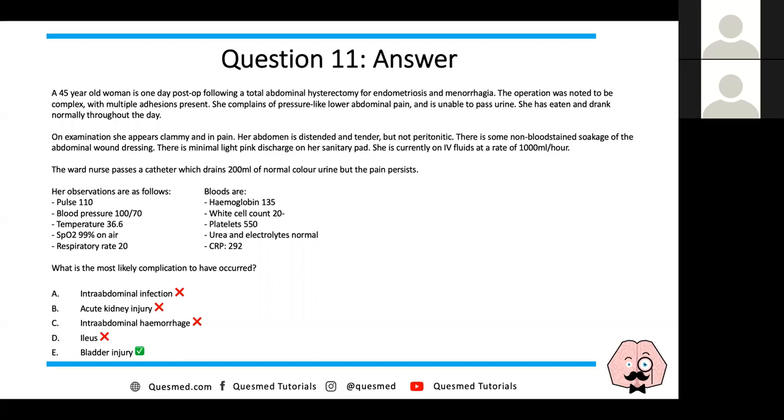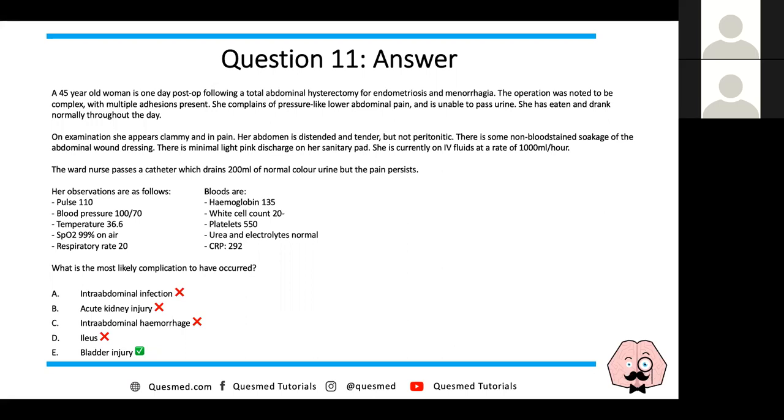So the most likely complication here is a bladder injury. And in this scenario, like I said, it's a real life scenario, it turned out that in the process of this complex operation, part of her uterus had become adherent to her bladder. And as they prised that away, the surgeons had obviously nicked part of the bladder. So the reason that she couldn't pee is that her urine was free flowing into her abdomen, and there wasn't actually much in her bladder to drain.